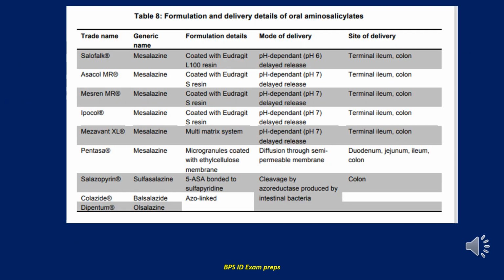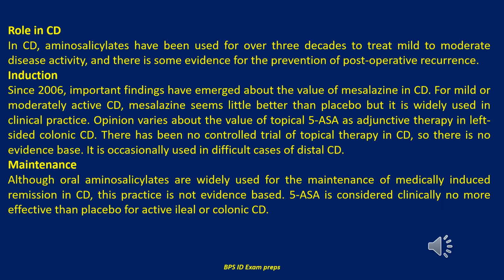Pause the video and carefully scrutinize Table 8 summarizing formulation and delivery details of aminosalicylates before advancing to the next slide. Next we will discuss their role in Crohn's disease. In Crohn's disease, aminosalicylates have been used for over 3 decades to treat mild to moderate disease activity, and there is some evidence for the prevention of post-operative recurrence.